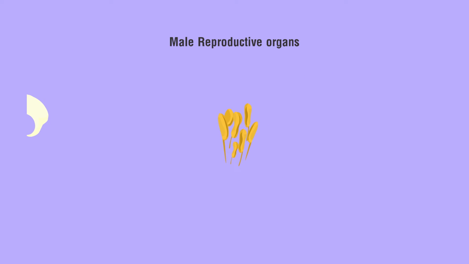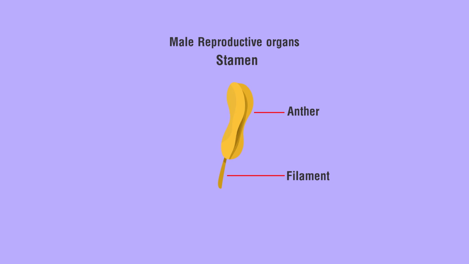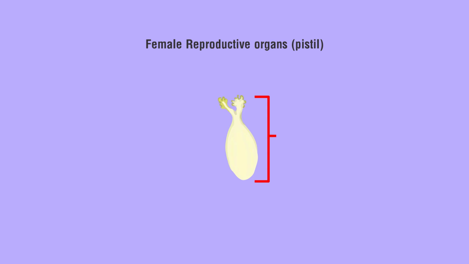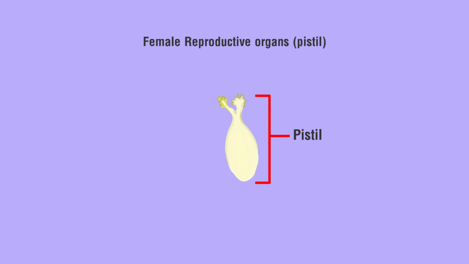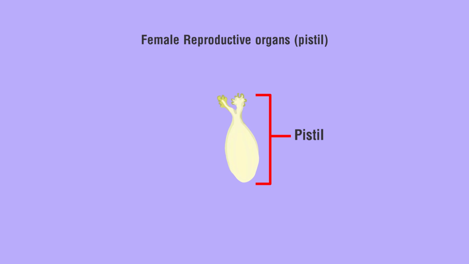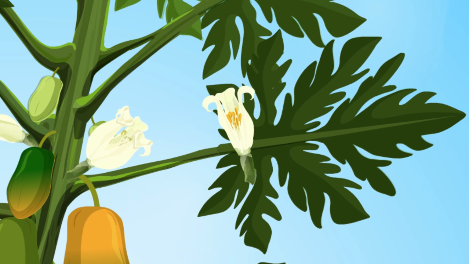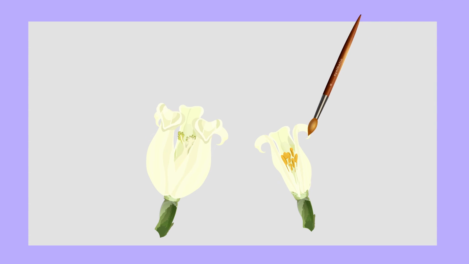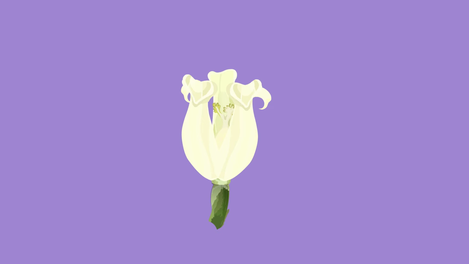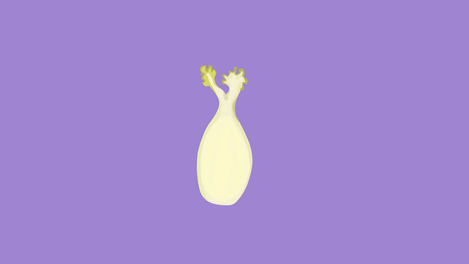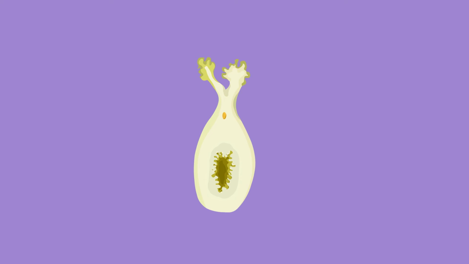Male reproductive organs: stamen. Stamen is made of anther and filament. Female reproductive organs: pistil. The pistil is a long tubular organ which is the female part of the flower. The pistil consists of stigma, style, and ovary. The stigma is where pollen is collected and it is at the top of the pistil. In the middle is the style. This is the section where the pollen travels down to the ovary.